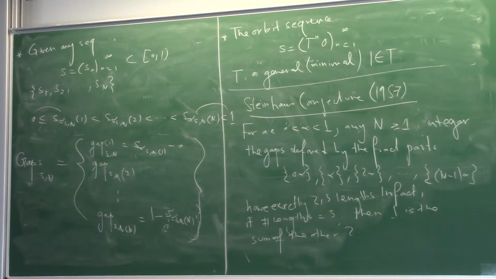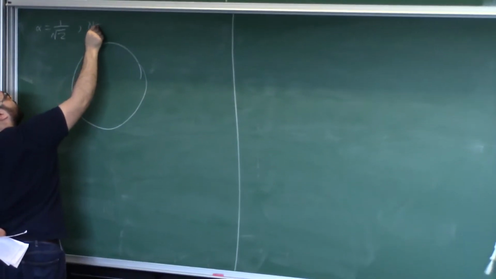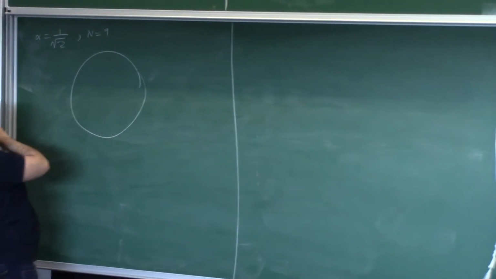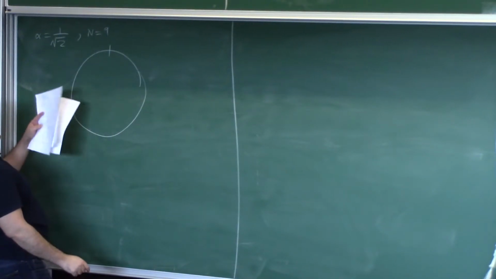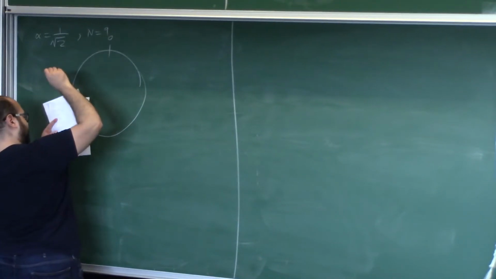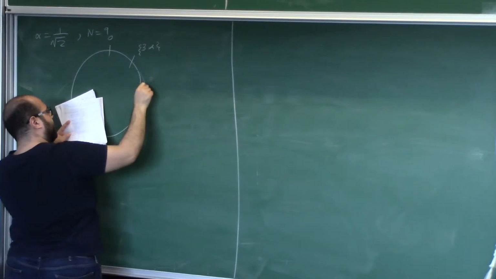So let's say we take alpha equal to 1 over the square root of 2, and n equals 9. These are rotations. Yes, those fractional parts are the images of 0 under the circle rotation by angle alpha. So if you take those and take the first 9 images, you get the following picture.